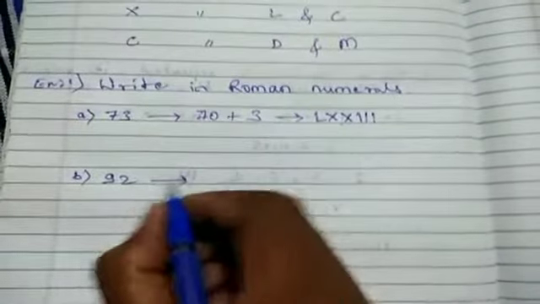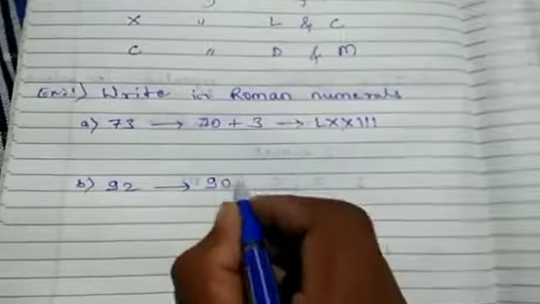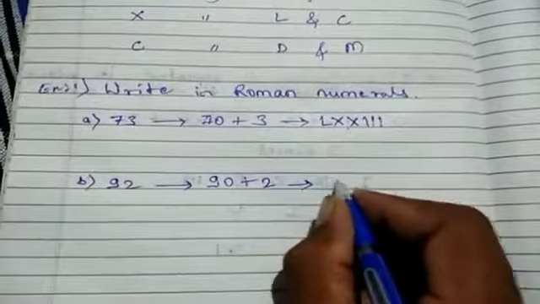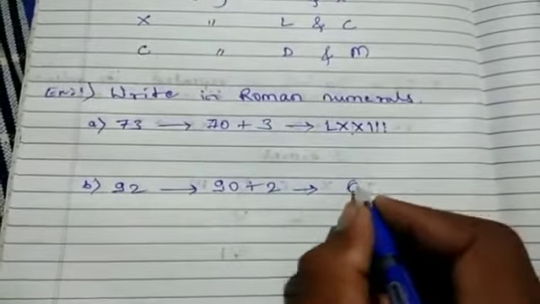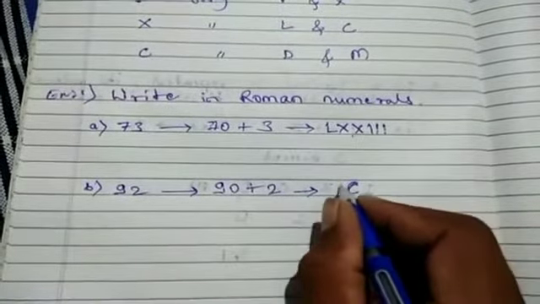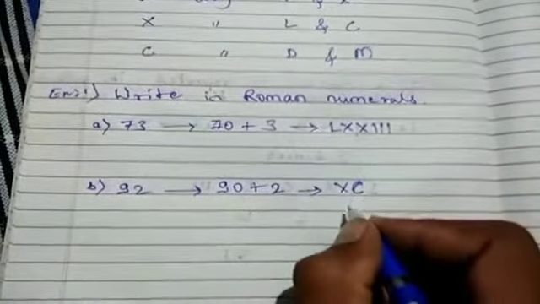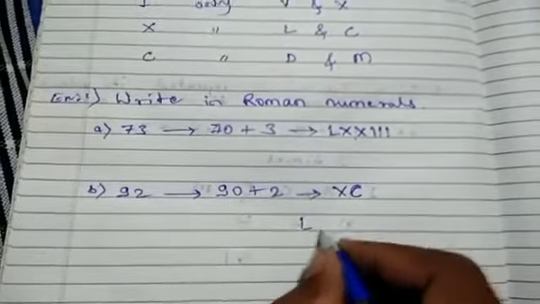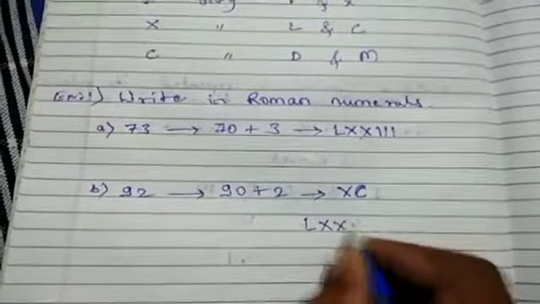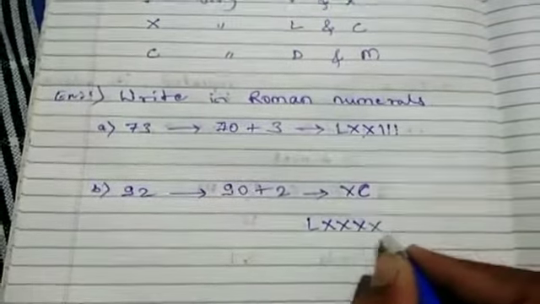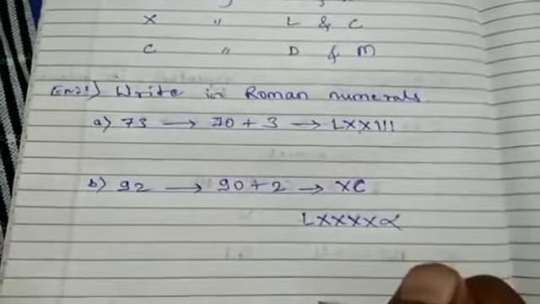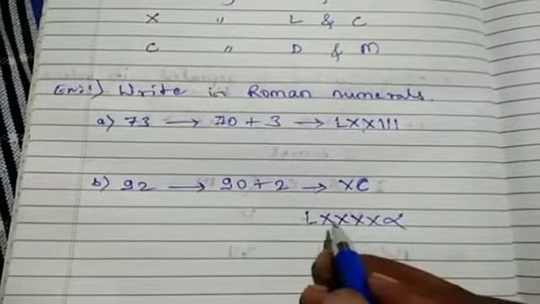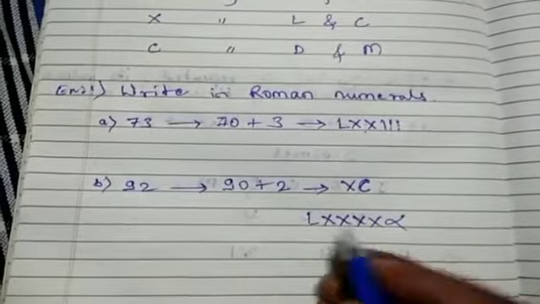Now 92, see, 90 plus 2. How can we write 90? See here. C first, and from C we have to subtract 10, to get 90. Because suppose if we write L first and to write 90, if we write 4 times X, then this will be a wrong method. 4 times X we cannot write, because we know maximum 3 times we can write X. So maximum 80 we can write in this way.